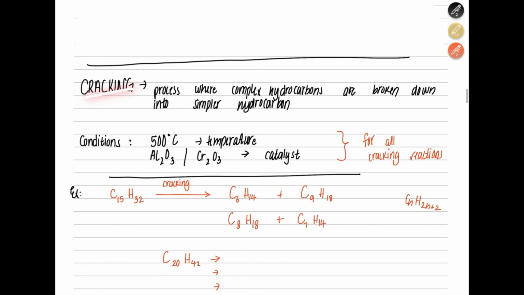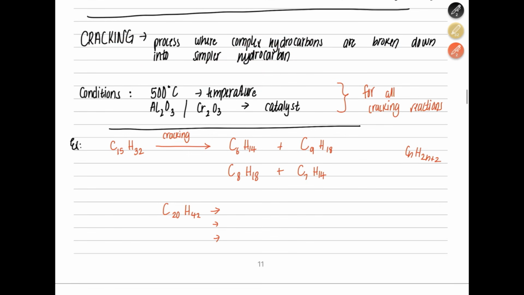Cracking is a process where complex hydrocarbons are broken down into simpler hydrocarbons. If you look here, you have a huge hydrocarbon molecule and it cracks. You can get molecules with any number of carbons, but you have to make sure that they add up. Okay, 6 carbons plus 9 carbons, you have 15. You can even have 8 carbons and 7, they also add up to 15.